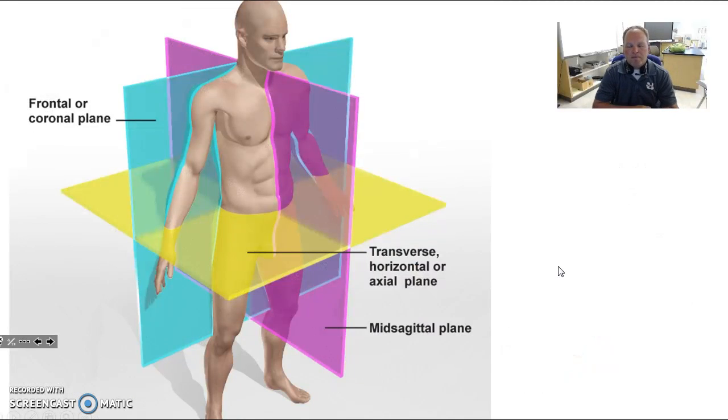If you look at the purple one, that's called a sagittal plane. It just divides the body into left and right halves. You can have thousands, if not hundreds of thousands, of sagittal planes, but you can only have one mid-sagittal plane that cuts the body in half. That is called the mid-sagittal.